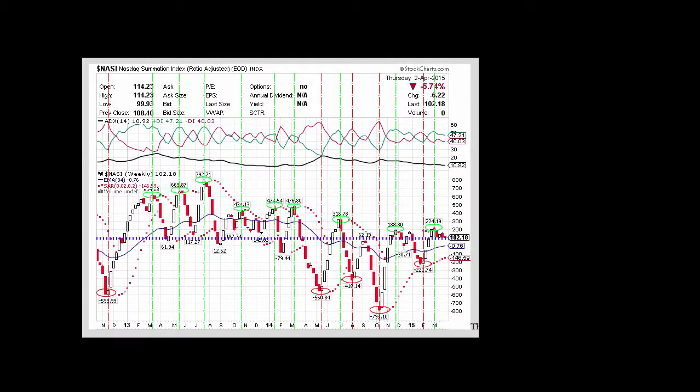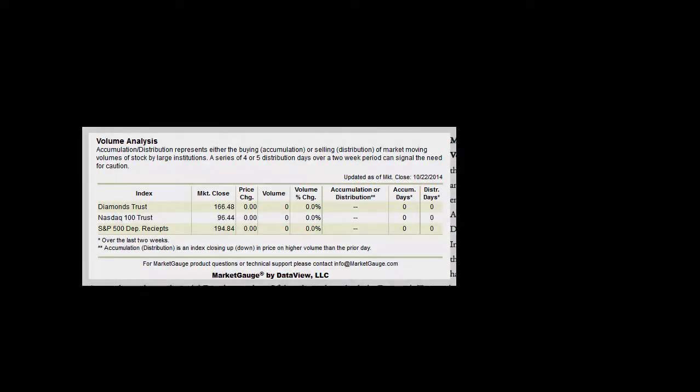The well-known market breadth indicator, the Nasdaq McClellan Summation Index, fell 6 points for the 14th decline in 24 weeks. At a positive 102.18 points, it continues below all 9 tops above plus 100 and above all 5 bottoms below minus 100 in the last 3 years. Market Gauge Volume Analysis.